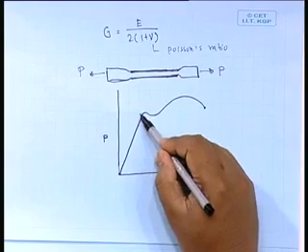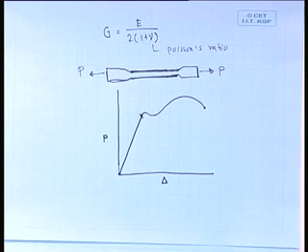Now, up to that limit the load elongation curve is linear, or rather we have followed Hooke's law. Hooke's law will be valid up to this limit. Now, if you cross that limit, your curve will be a nonlinear curve, it will not be a linear one.